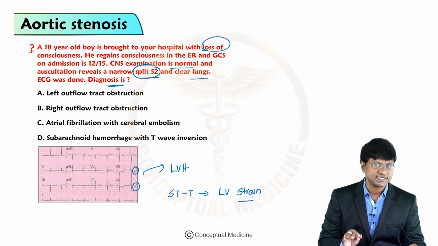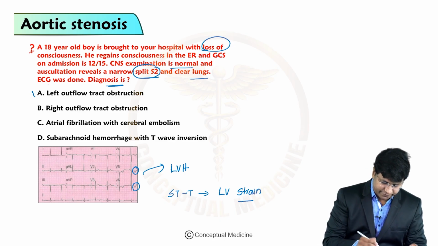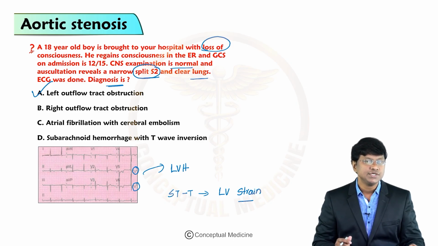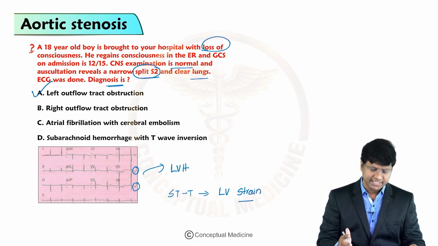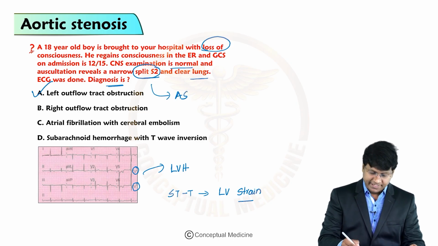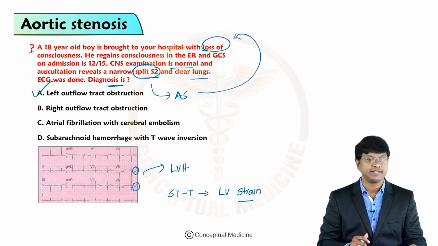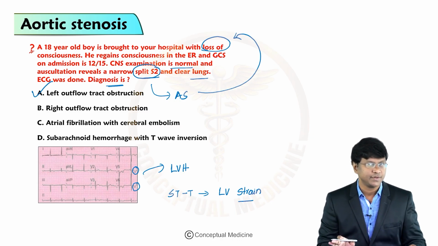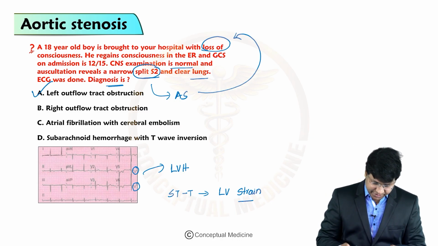So what is this suggestive of? This is suggestive of left ventricular outflow tract obstruction. Why are you saying that? Because the auscultation is showing a narrow split S2. Where can you have this? You can have this in patients with aortic stenosis. And in patients with aortic stenosis, there can also be loss of consciousness or syncopal attack, and ECG shows left ventricular hypertrophy. Okay, next. You see the next question.